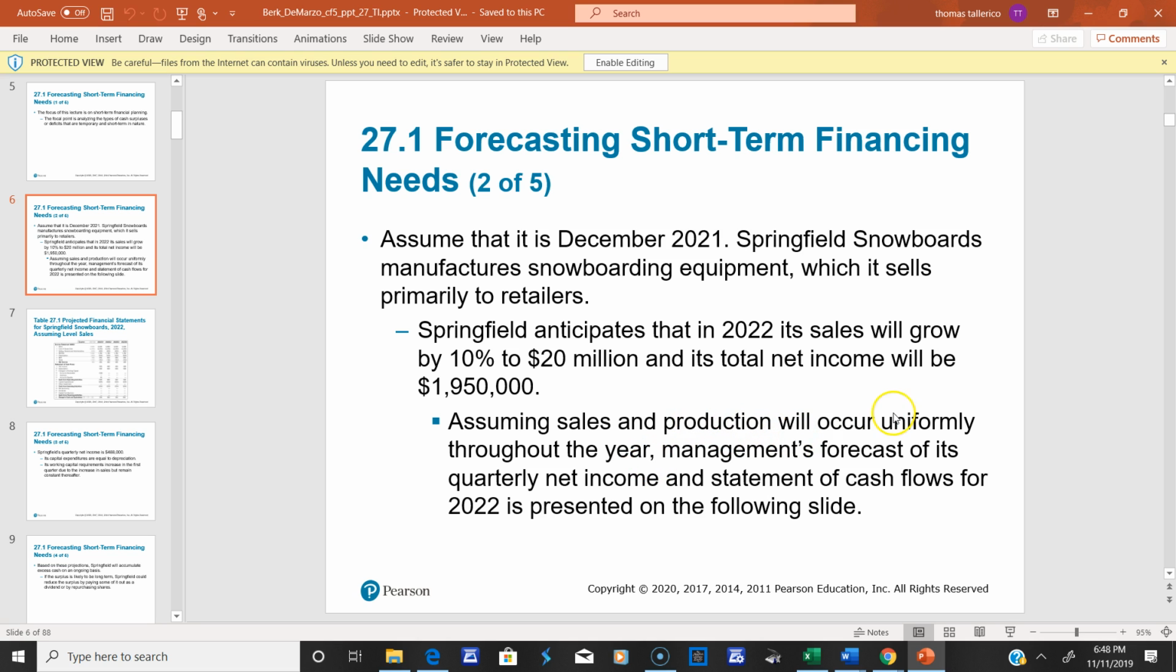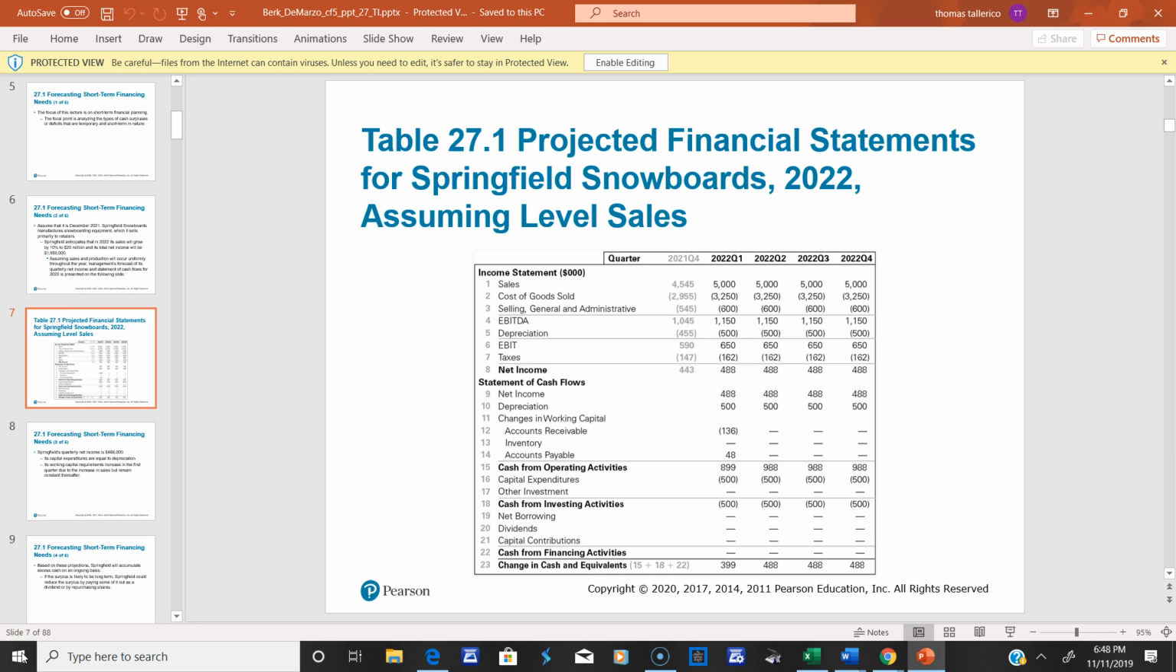So assuming the sales and production will occur uniformly throughout the year, management's forecast of its quarterly net income and statement of cash flows for 2022 is going to be shown on the next slide. So here you can see their projected income statement, and here's the cash flow statement. Here's the cash from operating, investing, and financing, the three portions of the cash flow statement. And here's a very small income statement.